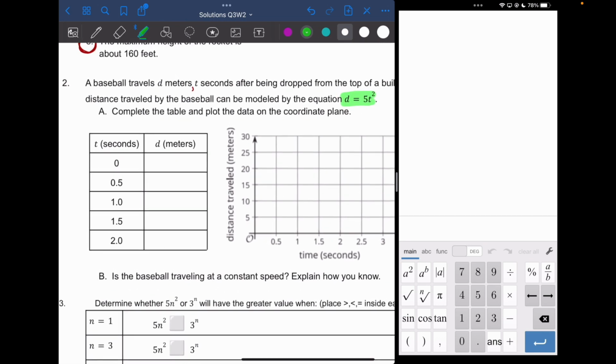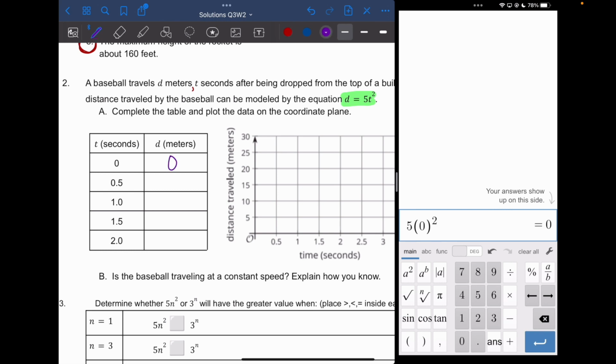So we know that our function is d is equal to 5t squared. So I can plug in and say 5 times something squared, and my first number here is 0, and then we want to square it. So that's how I'd enter it on the calculator. And you can see it says our actual answer here is 0. Well, that is because it is actually 0. 0 squared is 0, and 5 times 0 is still going to be 0. So this one here would be 0. But that number is going to go up.